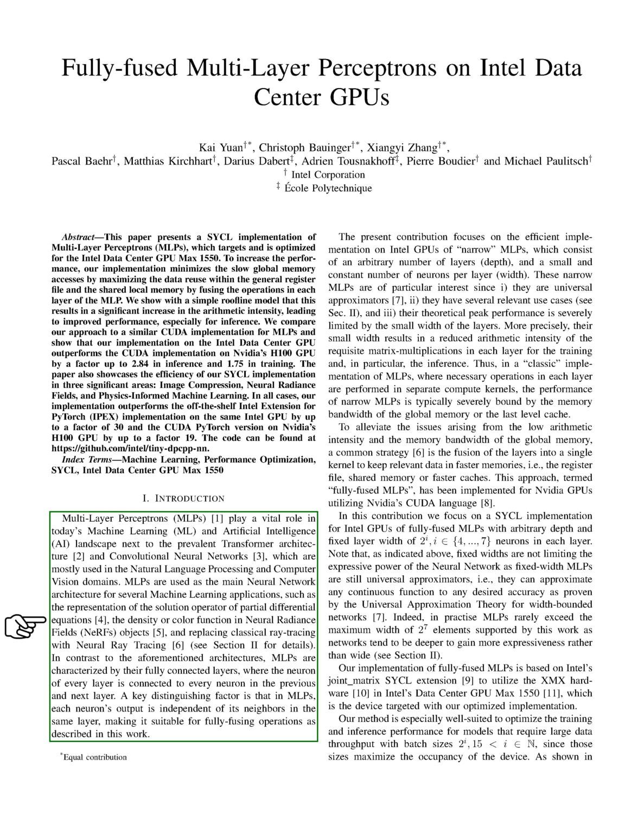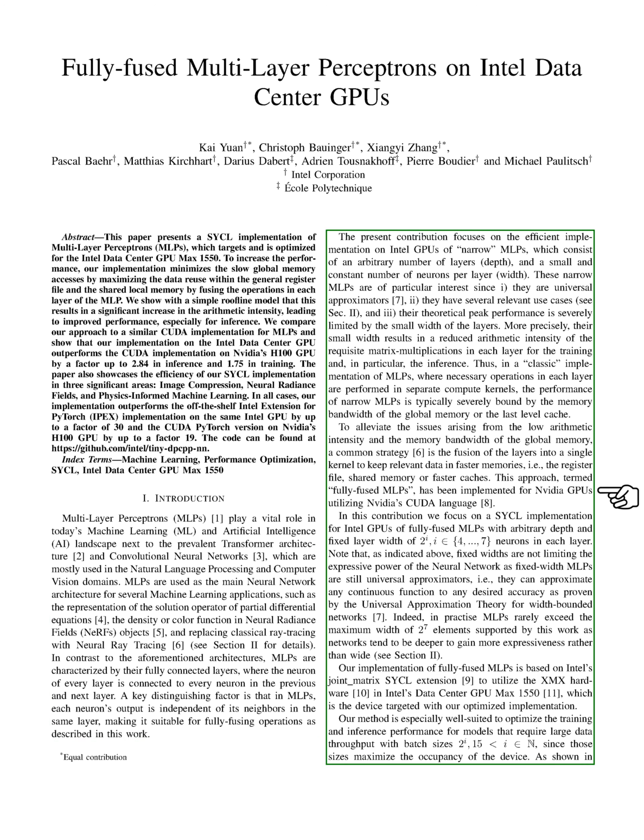Unlike other architectures, MLPs are known for their fully connected layers, where each neuron in a layer is connected to every neuron in the previous and next layers. A key feature of MLPs is that each neuron's output is independent of its neighboring neurons in the same layer, making them suitable for fully fusing operations.